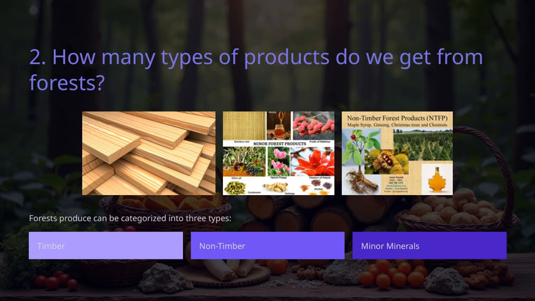These are smaller mineral resources like sand, gravel, and clay that are extracted from forest areas. While they may seem less significant, they play a crucial role in construction and other industries. Understanding these categories helps us appreciate the diverse ways forests support our economy and our daily lives. Recognizing the different products also emphasizes the importance of sustainable forest management to preserve these valuable resources for future generations.